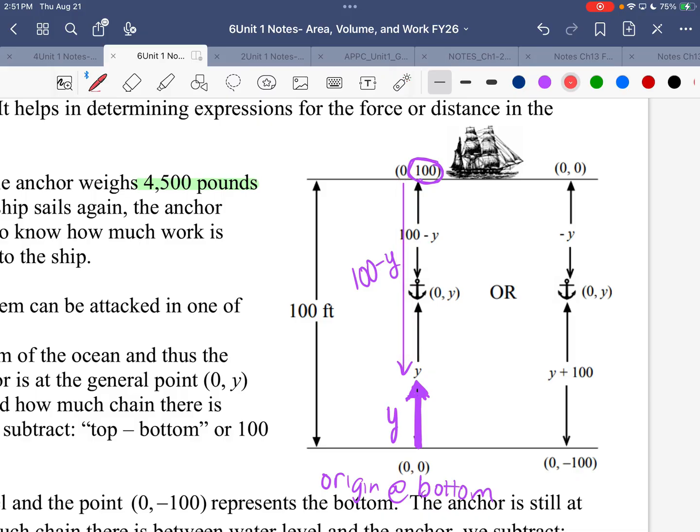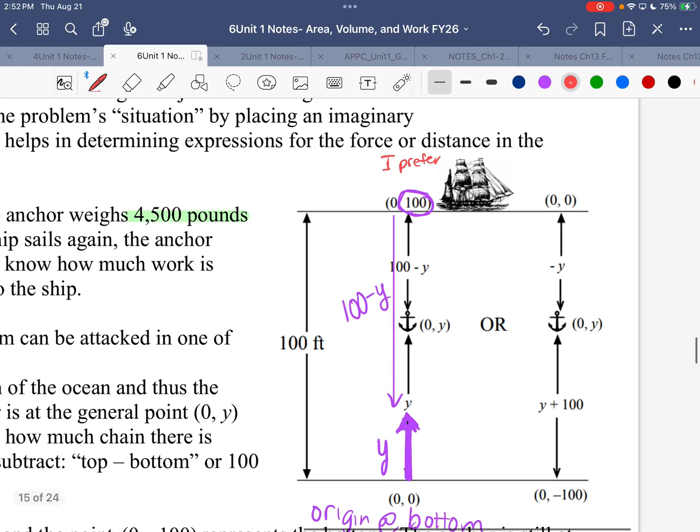This is my personal preference, so I prefer this. If you look at my examples and my solutions, I'm mostly going to be using this way of doing it. But today I'm going to try to explain for this example how to do it if you think of the origin being at the top.